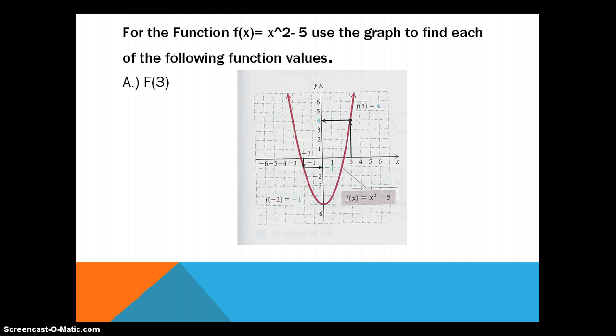f of 3: we start at 3 on the x-axis and go up till we get a point. We stop at 4 on the y-axis. f of -2: we start at -2 on the x-axis and go down till we get a point. We stop at -1 on the y-axis.